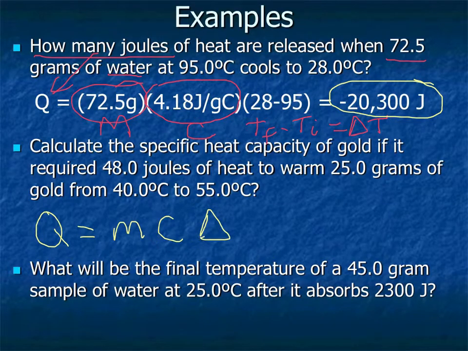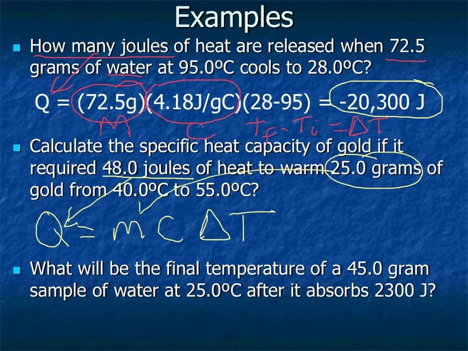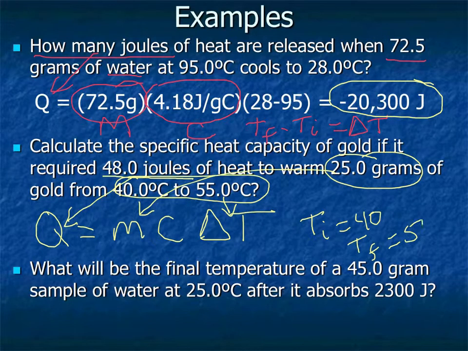We're going to make it a little bit bigger so we have some room. Q equals MC delta T, and in this case we know what the Q is, because that's our given 48 joules. We know the grams of gold, which is this value here. And we know delta T, because we have both the final and initial temperature: we're going from T initial, which is 40, to T final, which is 55. So we have all the variables that we need. The only variable we're missing is C.